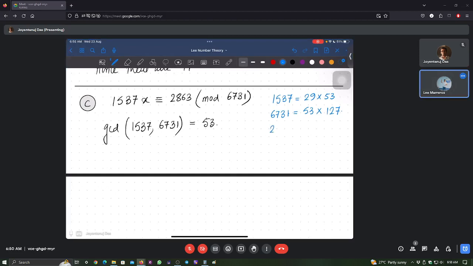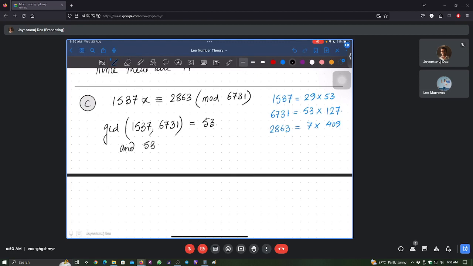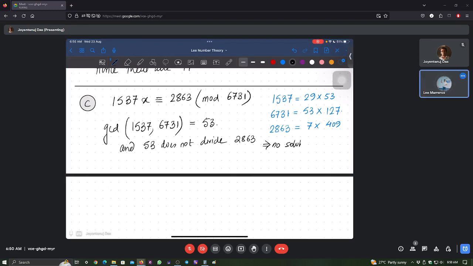No. So 2863 is 7 times 409, I think. Right. 409 is also a prime. So I think so. And 53 does not divide 2863. So this implies no solution, right? No solution. Okay.